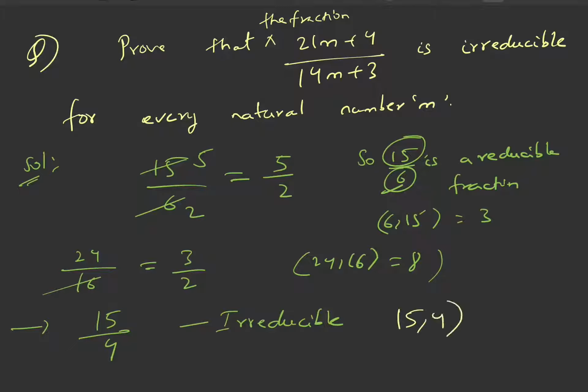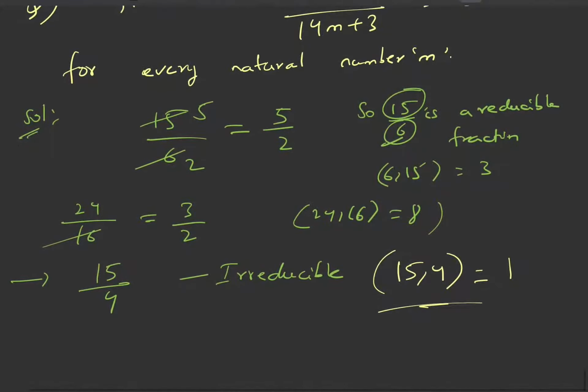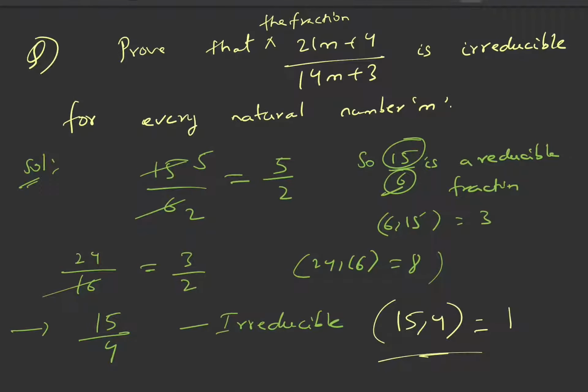Nothing common means GCD of 15 and 4 is 1, right? Nothing common means what? GCD is 1. So because the GCD of 15 and 4 is 1, there is nothing to cancel here, so it is an irreducible fraction. So now I think you got what is the meaning of irreducible and reducible fraction. The question is asking you to prove that this fraction 21m plus 4 by 14m plus 3 is an irreducible fraction for every natural number m.